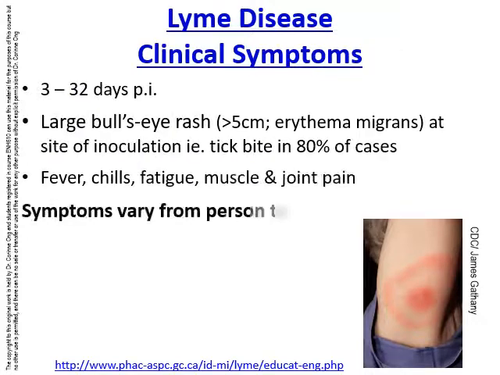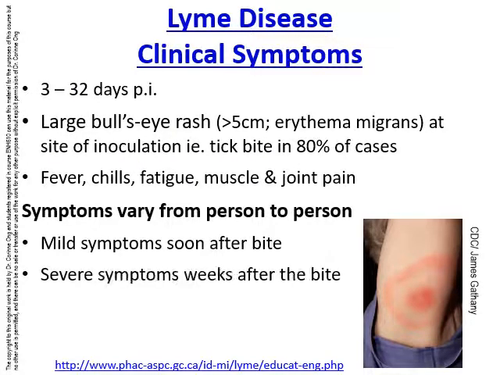Lyme disease can be difficult to diagnose as the incubation period may vary from 3 days to more than a month post-infection. However, the majority of cases will present with a large rash at the site of the tick bite. This rash looks like a bullseye target and is more than 5 centimeters in diameter, migrating out from the site of the bite in concentric circles. This may also be accompanied by flu-like symptoms, although the symptoms are highly variable from person to person.